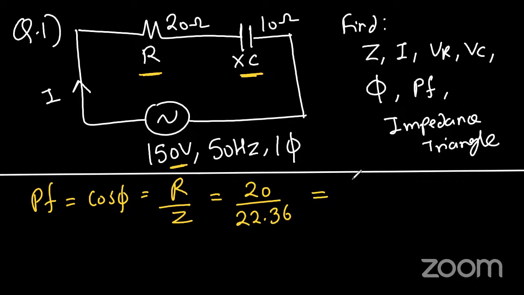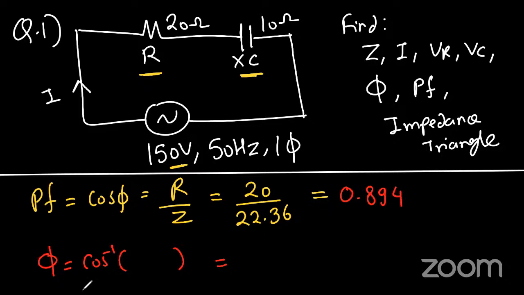What is the power factor? Just give the answer. Power factor कितना है? And once we have power factor, find out the phi. Phi is equal to cos inverse that value. So what is your power factor? And then find the phi. 0.89, correct. So answer is 0.894, थोड़ा exact लेते, 0.894.